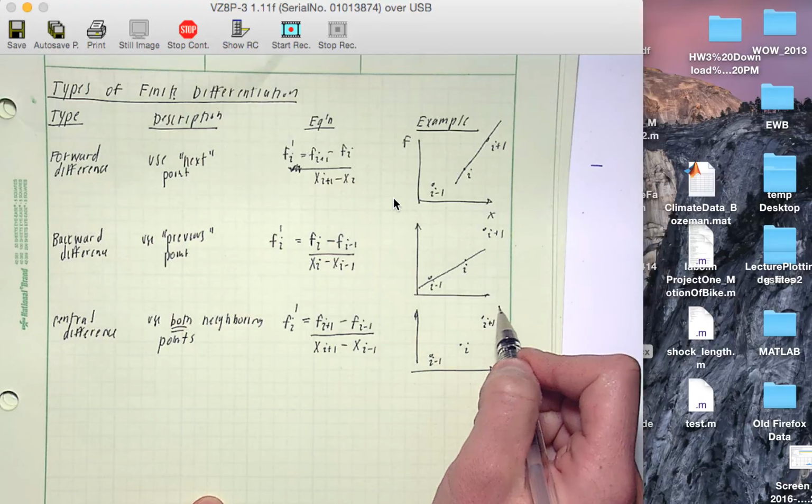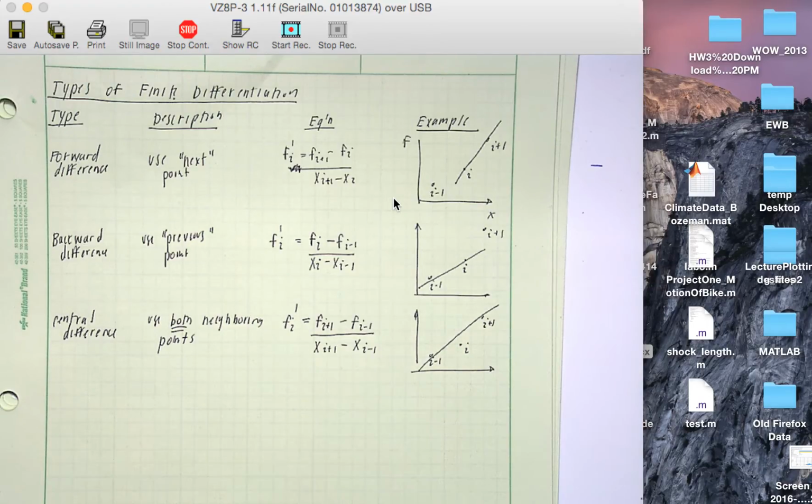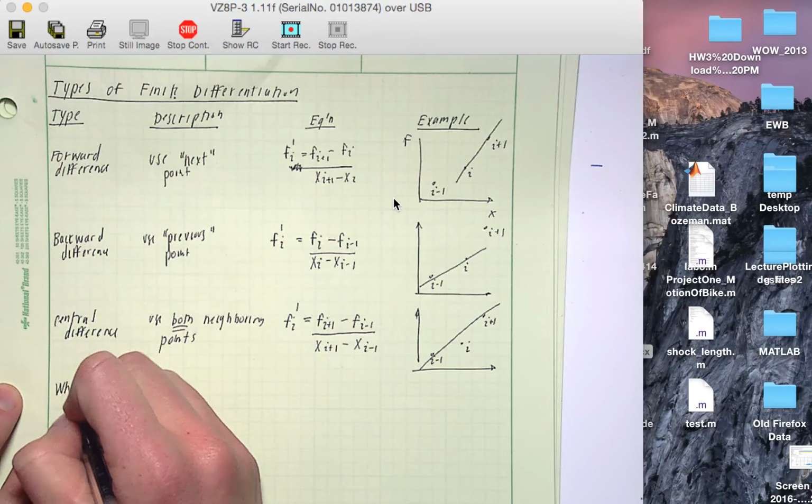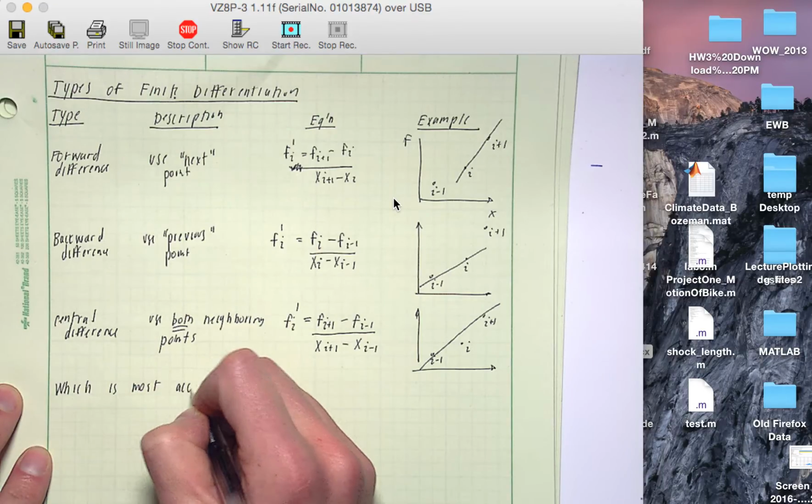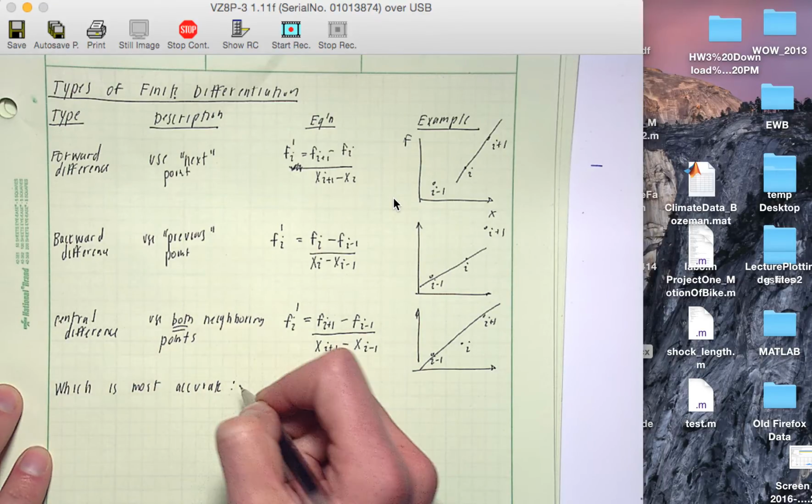So here, the slope would look like this. A central difference doesn't use the point itself. It only uses the neighboring points. There's a couple things that are important to realize with these differences.